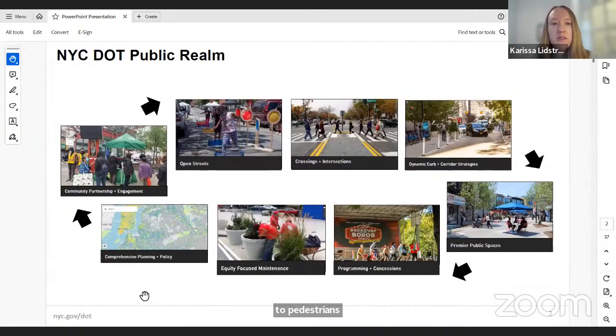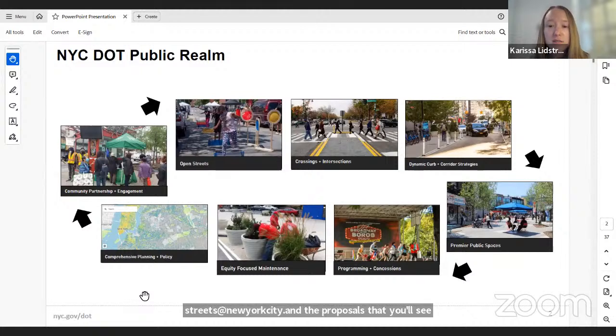Just a little background, I'm from the Public Realm team, which is part of the Office of Livable Streets at New York City DOT. The proposals that you'll see today coincide with our team's overall goals and objectives, some of which include creating premier public spaces, thinking about comprehensive planning, as well as dynamic curbs and corridor strategies.